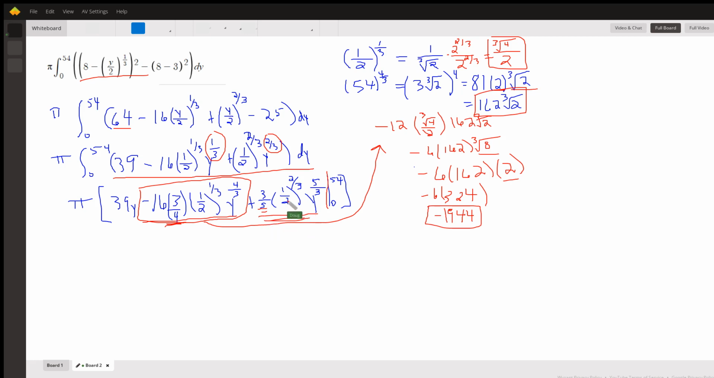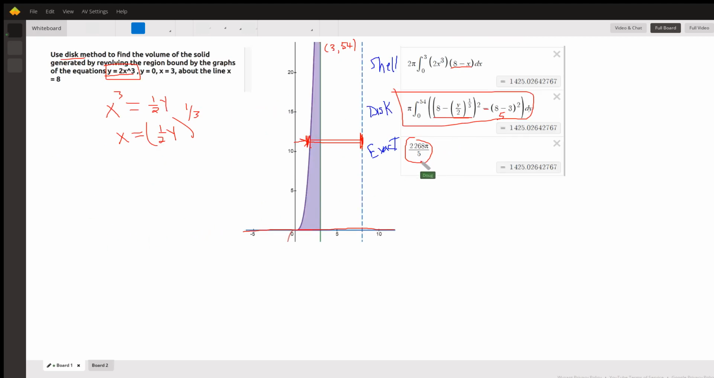You have to find an expression for 1/2 to the 2/3, which is the same as 1/4 to the 1/3. I'm not going to complete that for you, but you do a similar thing to what I did over here for the second term. You'll get over 5. And you'll have to convert this to fifths, combine, multiply by pi, and you'll get that exact answer that we showed right here. A lot simpler doing the shell method.